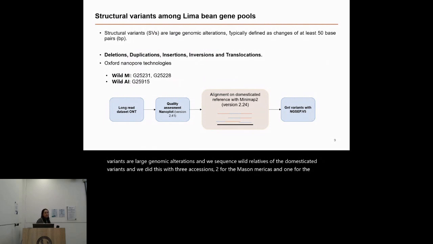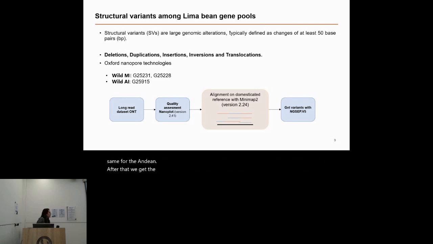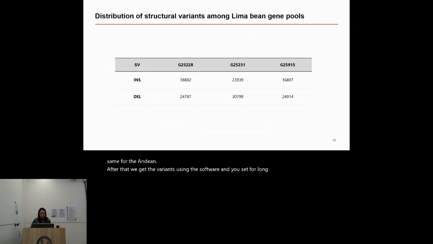So we did the read mapping approach, and we used Oxford Nanopore technologies. With the long reads datasets, we did a quality assessment using Nanoplot, and then we did the mapping using Minimap2. So we took the raw reads and we mapped them to the domesticated accession: the Mesoamerican with the Mesoamerican, and also we did the same for the Andean. After that, we got the variants using the software NGSEP for long reads.